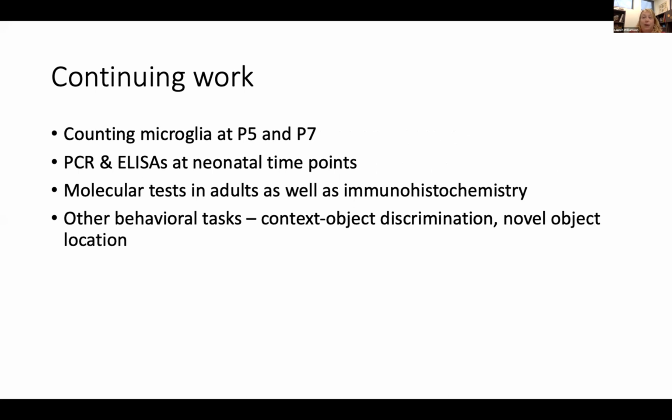My undergrads are going to keep counting microglia. So at P5 and P7, we have some PCR done and some ELISAs done at the neonatal time points. We have more to do. And then we need to do molecular testing and immunohistochemistry in adults. I'm also curious and have mentioned in my R15, which is getting submitted for the third time in February, other behavioral tasks that are hippocampal dependent but not aversive. So more exploratory tasks like context object discrimination or novel object recognition or location.